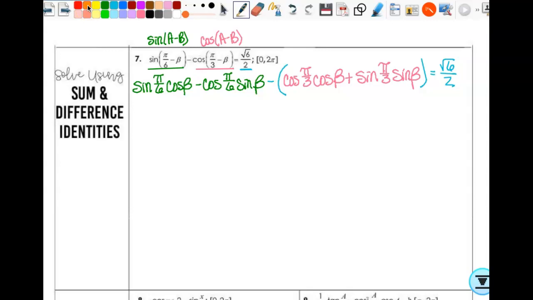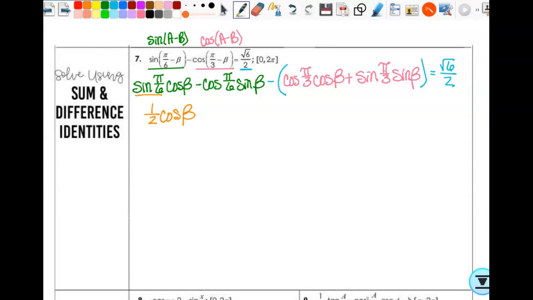Okay, so there's a lot going on there. What I have here that I haven't had in some of the other ones is that I have things I can actually evaluate. They're not all variables. I know what the sine of pi/6 is. I know what the cosine of pi/6 is. So I'm going to go ahead and evaluate those things. So what is the sine of pi/6? 1/2. So I can make that right there 1/2 times the cosine of beta.